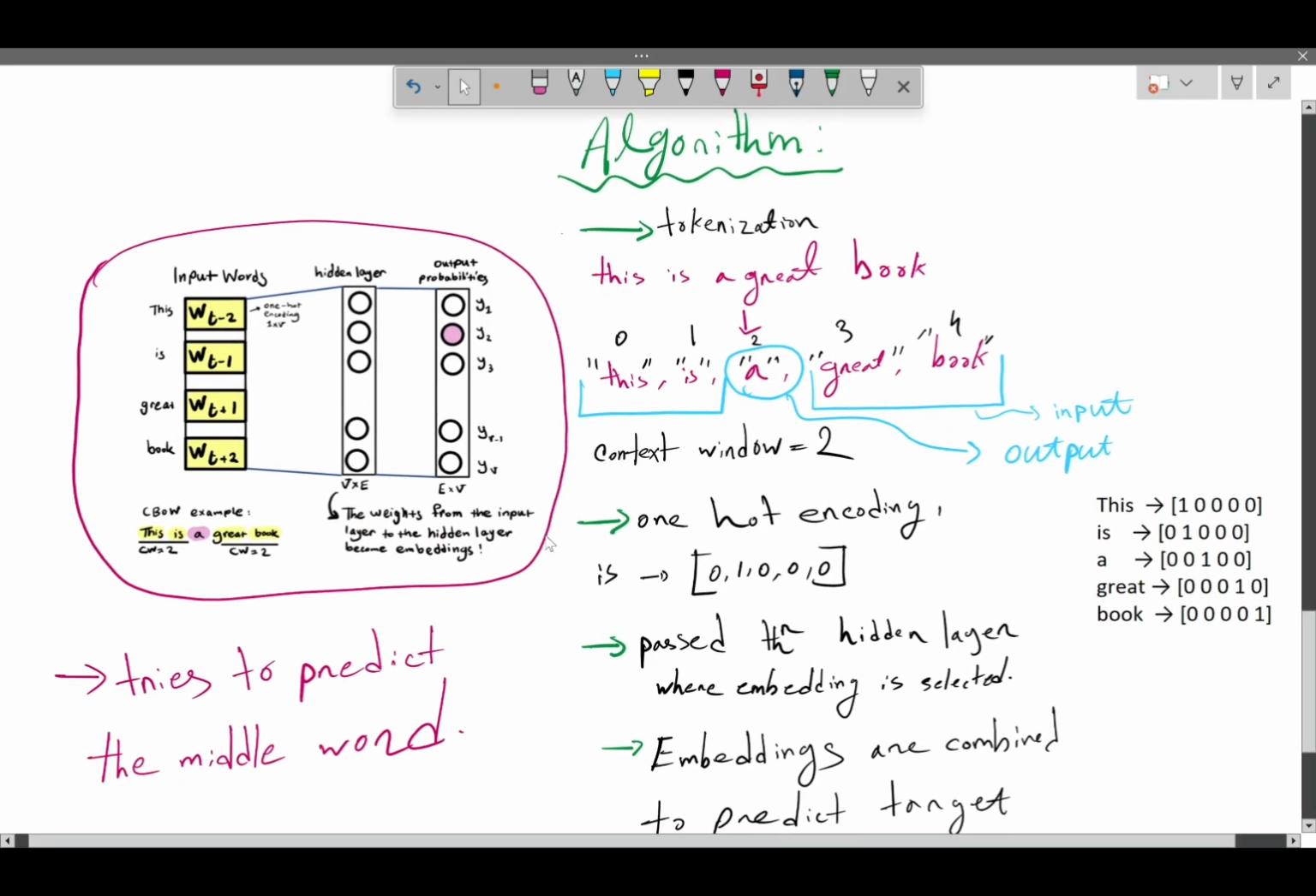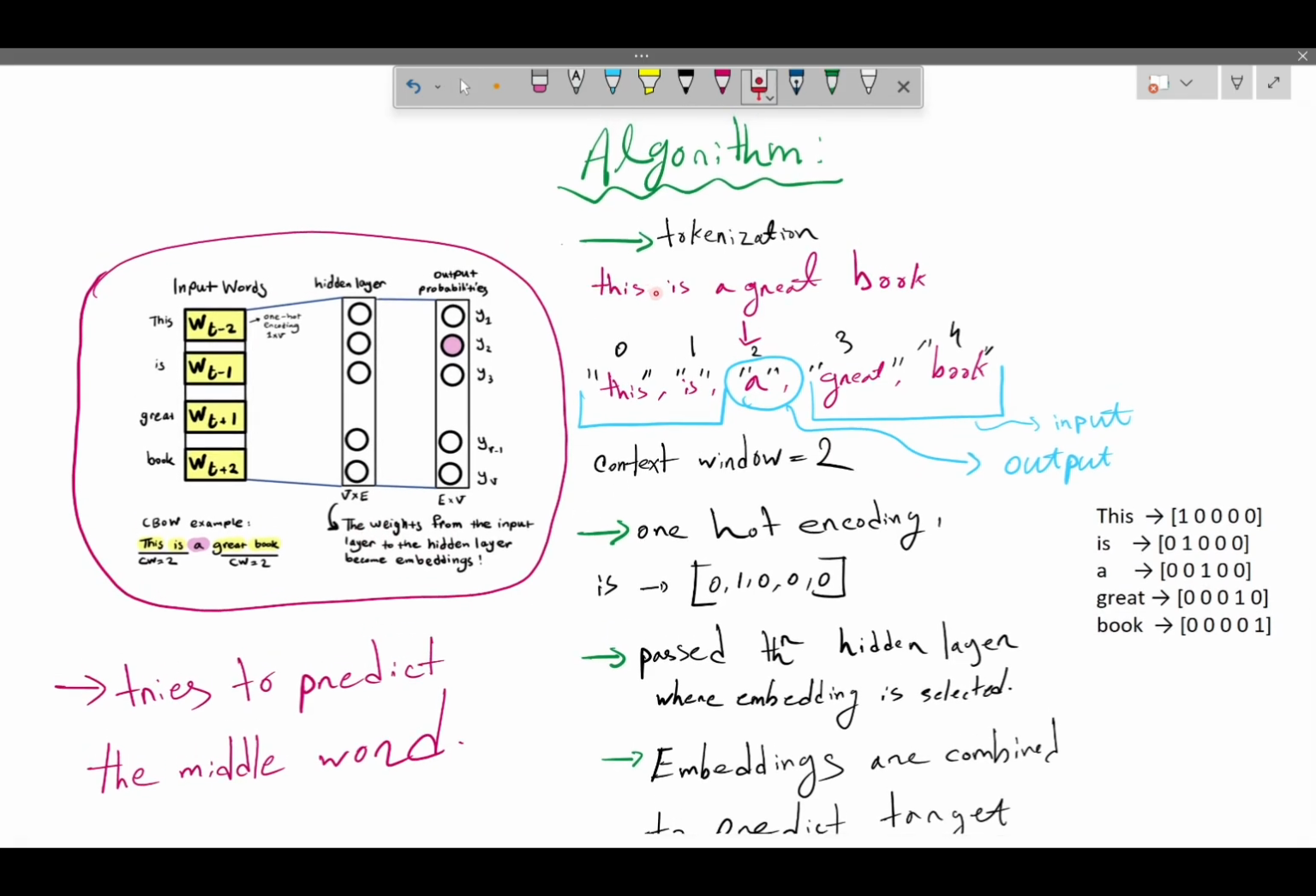So here we have a sentence, for example: this is a great book. First we convert it into tokens. So this is a great book is converted into tokens, and there are a total of 5 tokens. Now, what our neural network does is it tries to predict the middle token. That means we have to pass it the input, so we have to select some input and output.